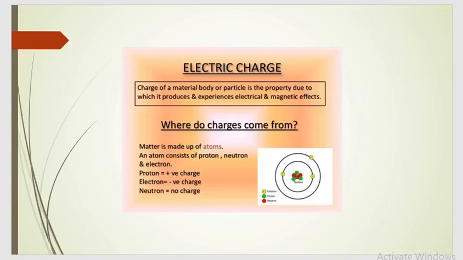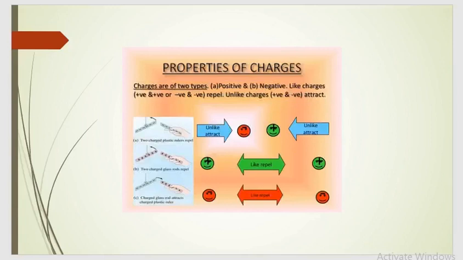Where do charges come from? We already had a discussion on this. Matter is made up of atoms, and atoms consist of proton, neutron and electron. Now, a charged body attracts or repels electrons in a conductor depending on whether the charge on the body is positive or negative respectively.